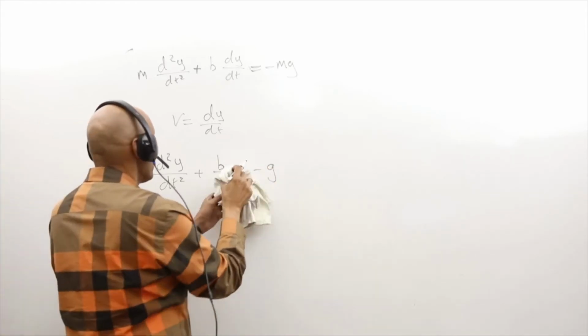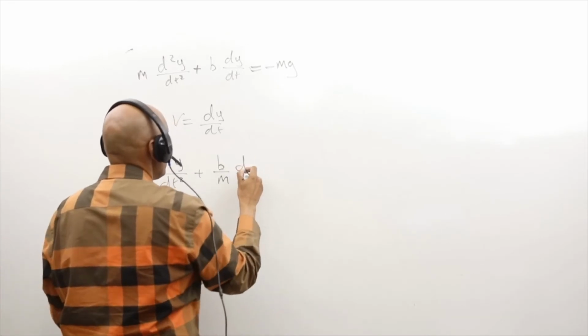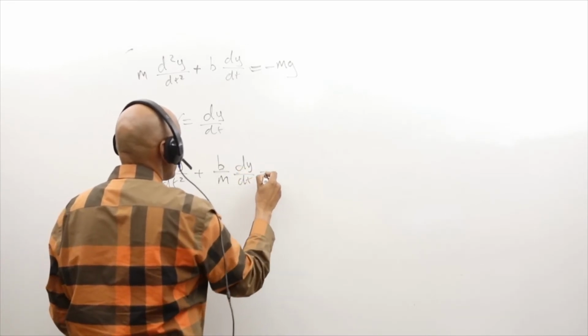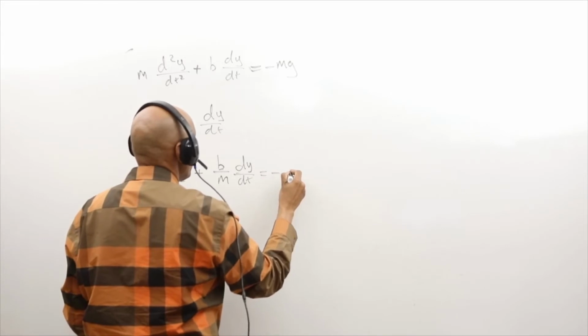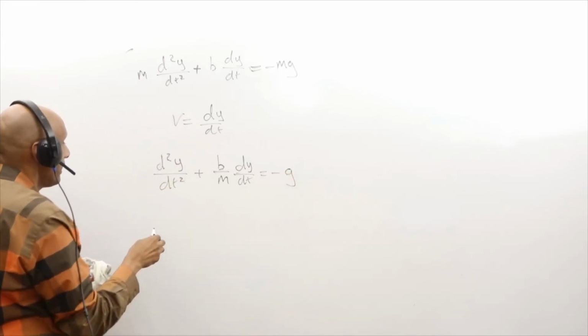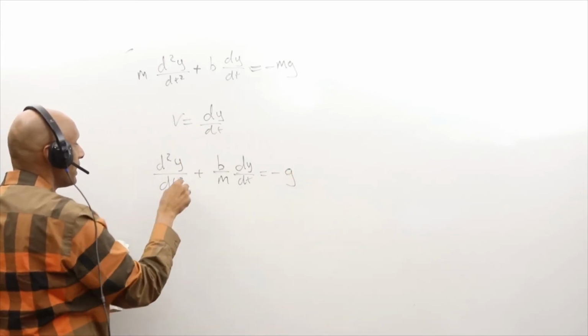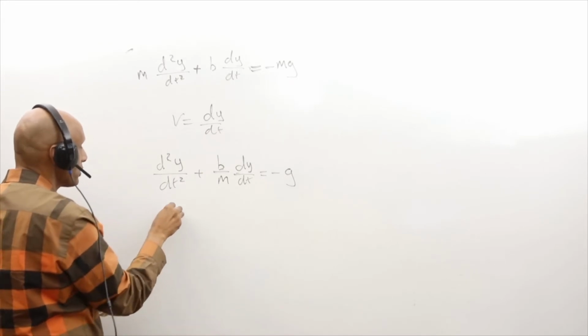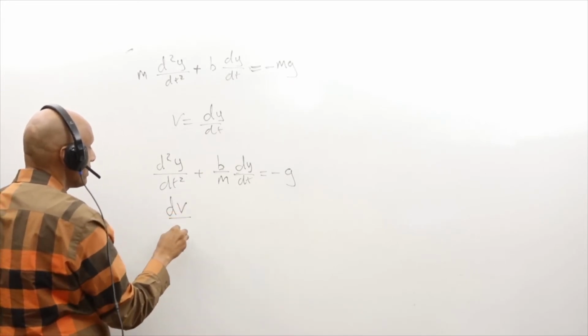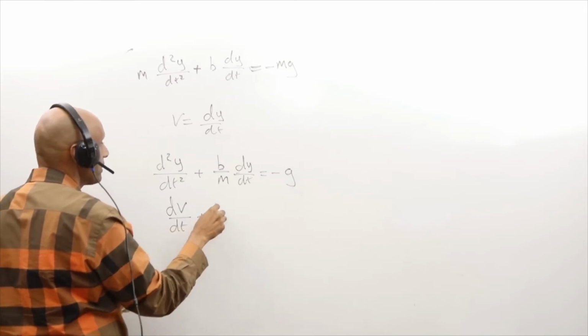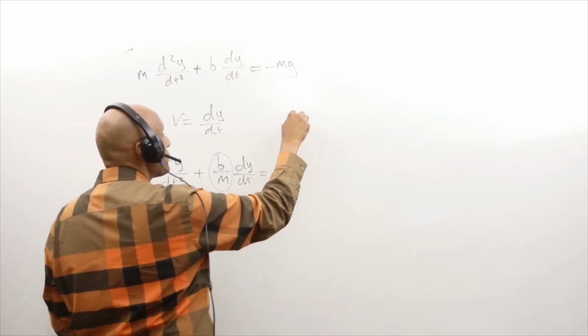Here is b over m, equal to minus g. Okay, sorry. dy/dt minus g. I'm also going to say that velocity is dy/dt, so we'll get a first order differential equation: dv/dt plus b over m, and I'm going to give this the notation gamma.